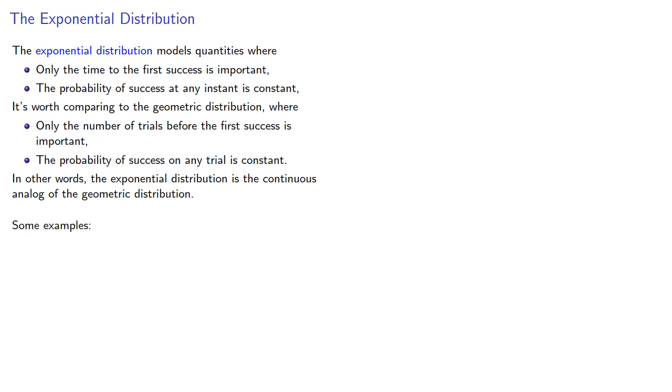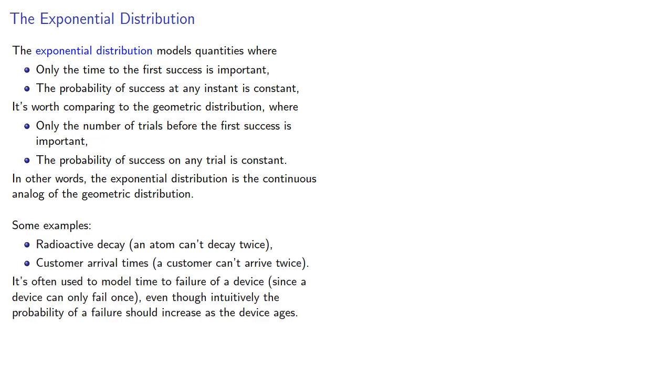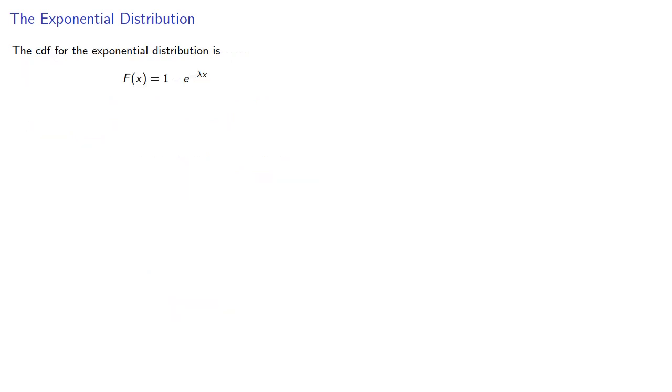Some examples include radioactive decay, an atom can't decay twice, and customer arrival times, a customer can't arrive twice. It's often used to model time to failure of a device, since a device can only fail once, even though intuitively the probability of a failure should increase as the device ages. We've found that the cumulative distribution function for the exponential distribution is, while the probability density function is the derivative, and in all cases we want x to be greater than or equal to 0.